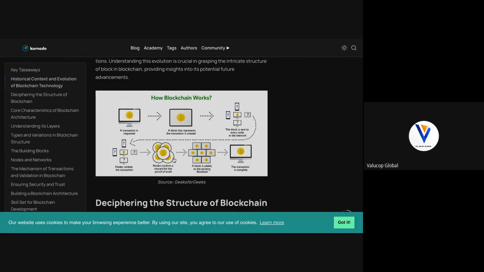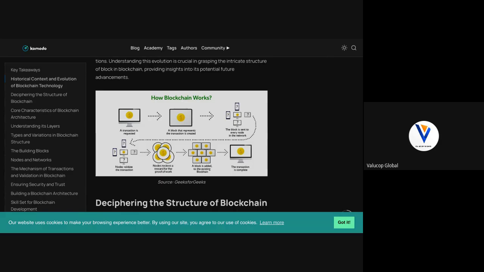And when that is confirmed, that block is added to existing blocks. So the name blockchain means a chain of blocks. When that block is added to the other transaction blocks that have happened before, then the transaction is complete. And this happens in seconds, in split seconds. So this is how the blockchain functions. Everything that happens on the blockchain needs to be verified.